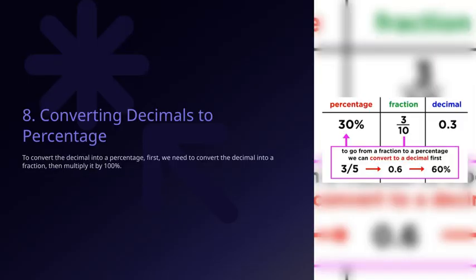Now, let's talk about converting decimals to percentages. To do this, the first step is to think of the decimal as a fraction. Once you have that fraction, the next move is to multiply it by 100%. This process essentially shifts the decimal point 2 places to the right, giving you the percentage equivalent.